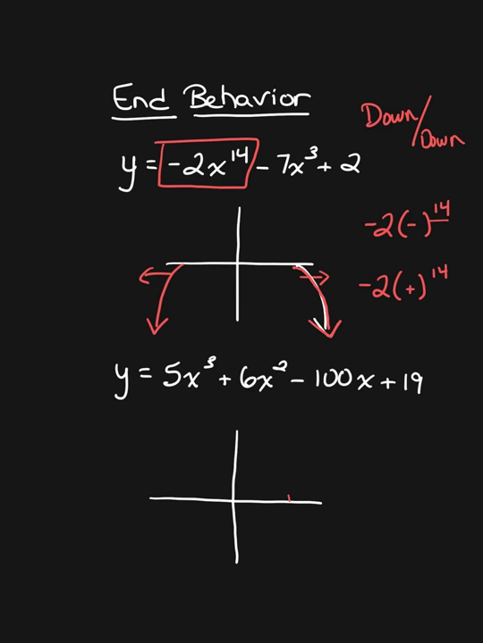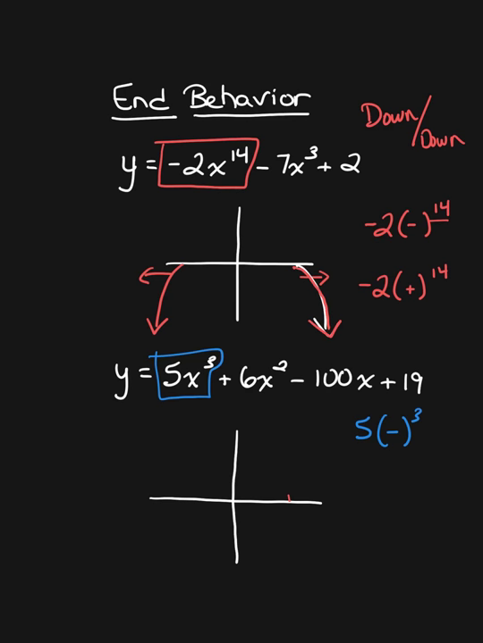All right, let's try the one on the bottom then. Add some extra color in. So for this, I only need to focus on the first term, or the term with the highest degree. So 5x to the third. And so again, let's see what happens when it's negative. So just imagine plugging in a negative sign.